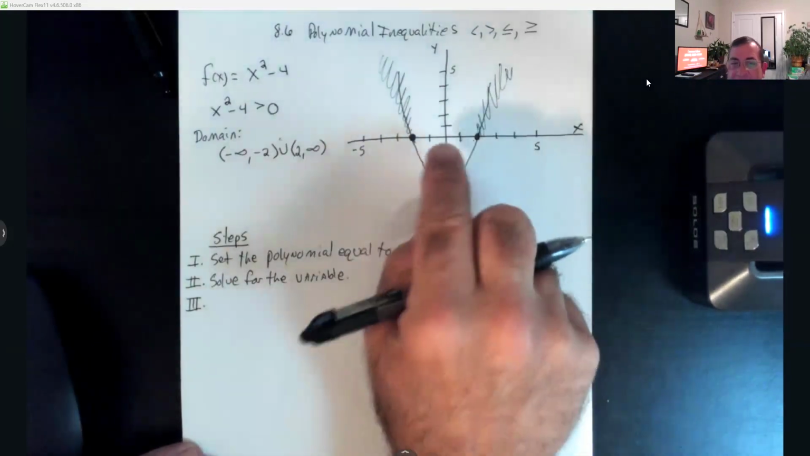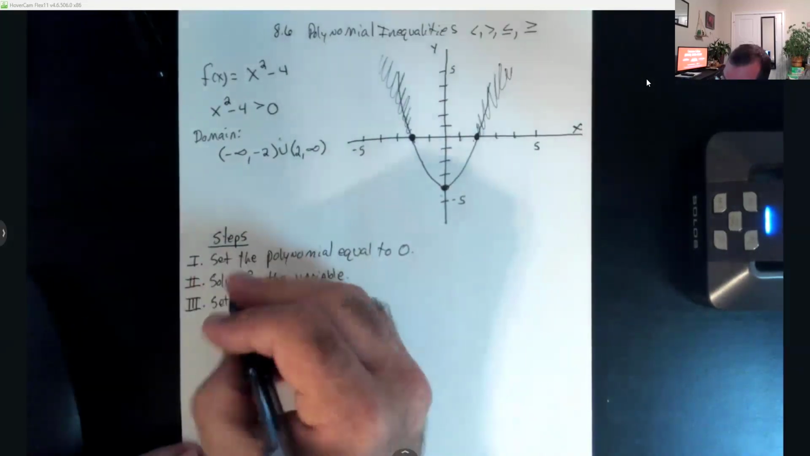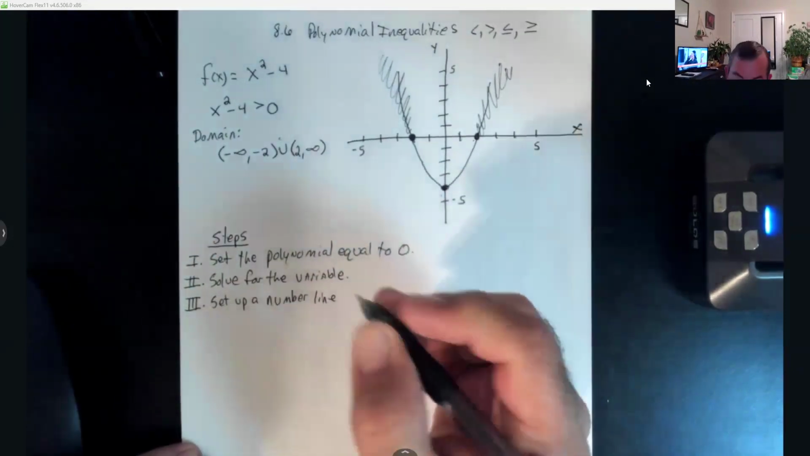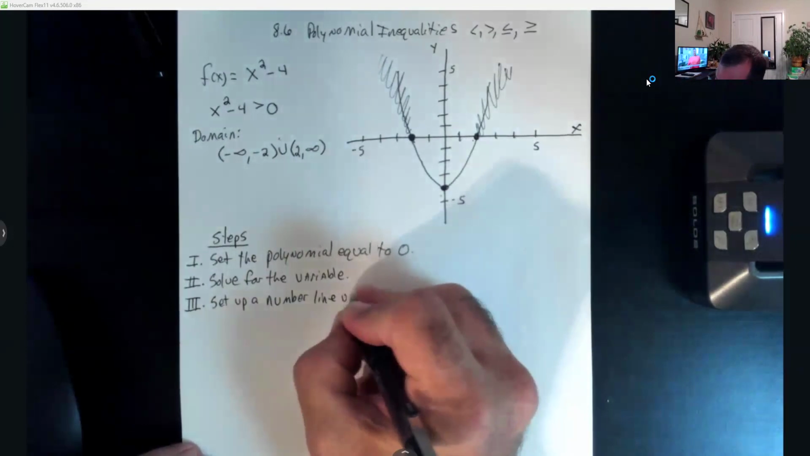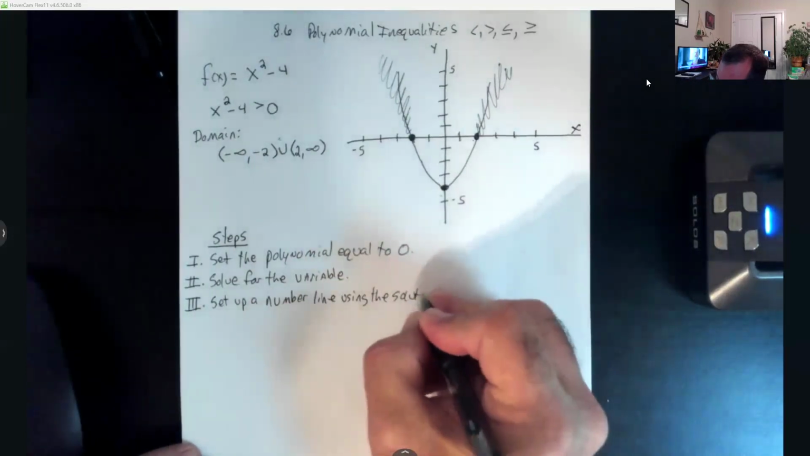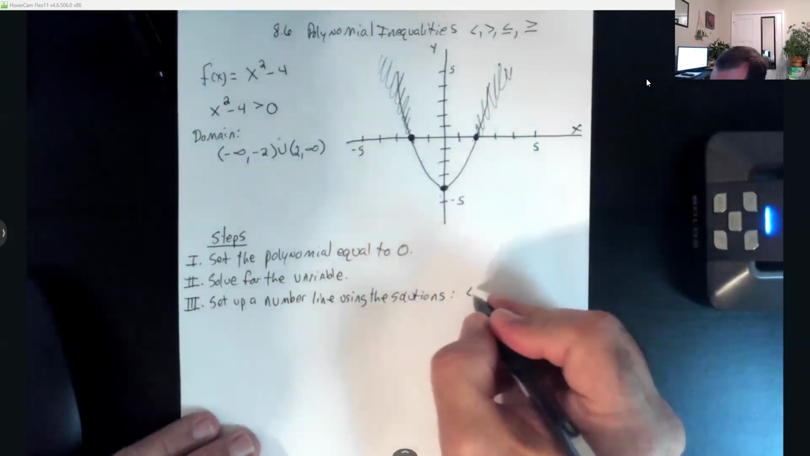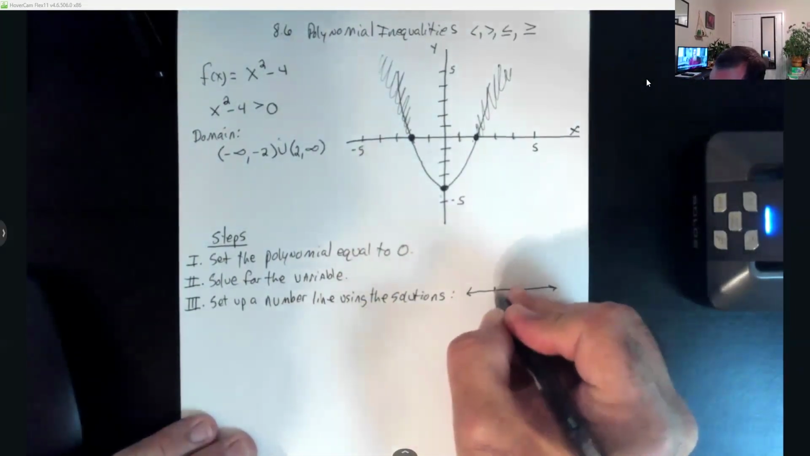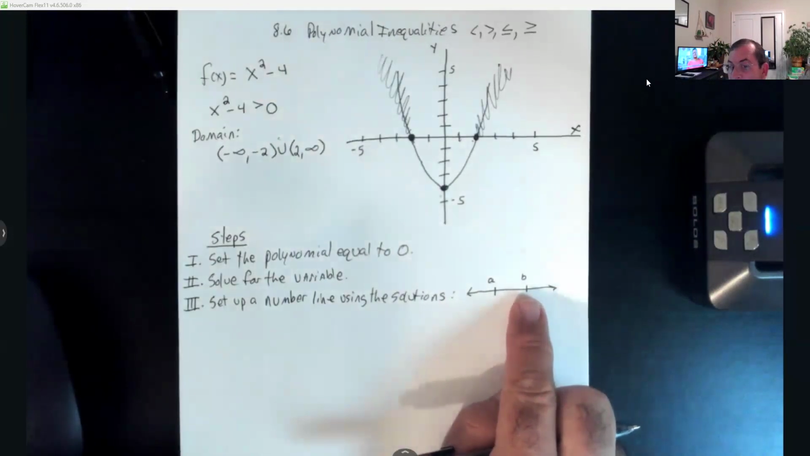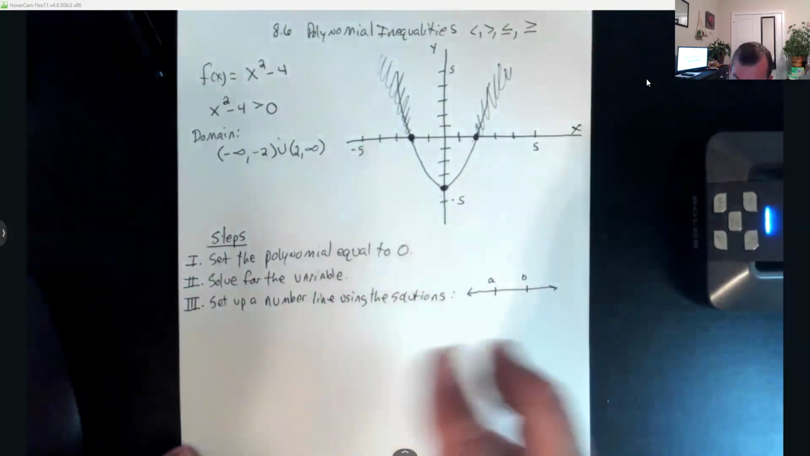So what I do now to test for the sections, I'm going to set up a number line using the solutions that we got from our polynomial. So y'all, what that means, you're going to get two solutions. So when you set up your number line, you're going to have your first solution, which I'll call A, and your second solution, we'll call that B. So you're going to get two numbers and put them in order and create a little number line with them, okay?